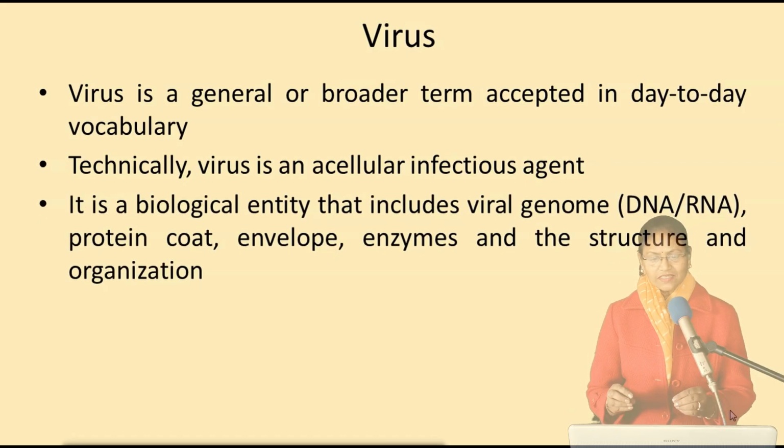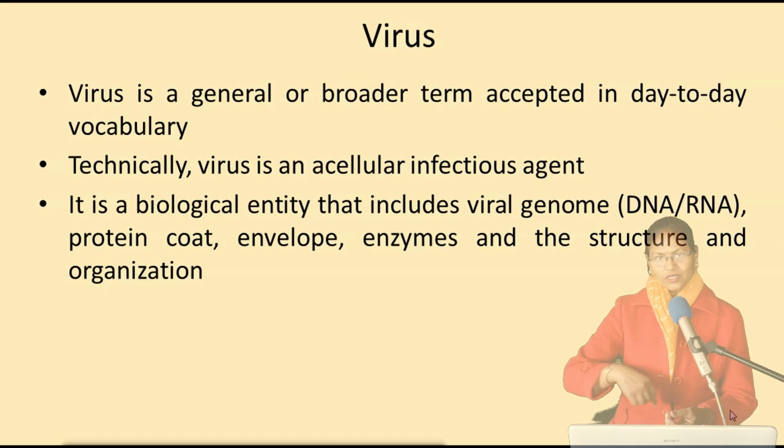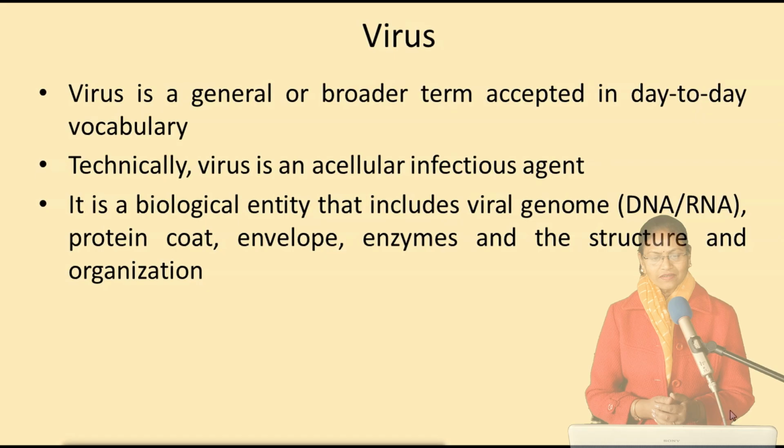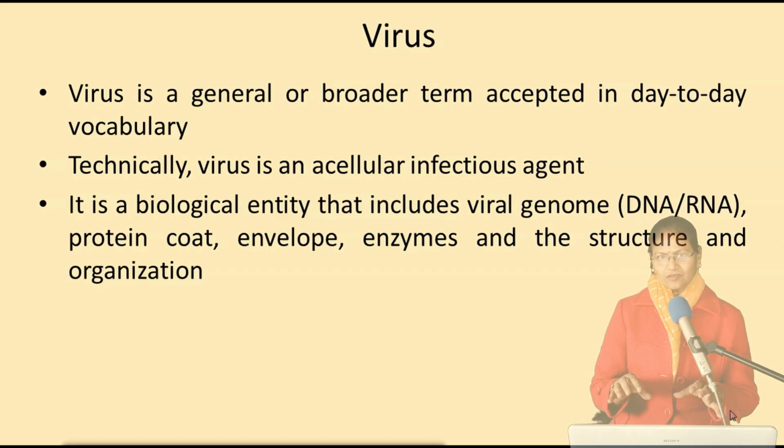It is a biological entity that includes a viral genome. The genome can be DNA or RNA. DNA can be double-stranded as well as single-stranded, and RNA can also be double-stranded or single-stranded, depending upon which virus we are talking about. And then the genome is surrounded by a protein coat, which is a protective layer. Some of the viruses may have an envelope also, and they produce enzymes, and they have a structure like DNA or RNA surrounded by a protein coat, and it has an organization also.